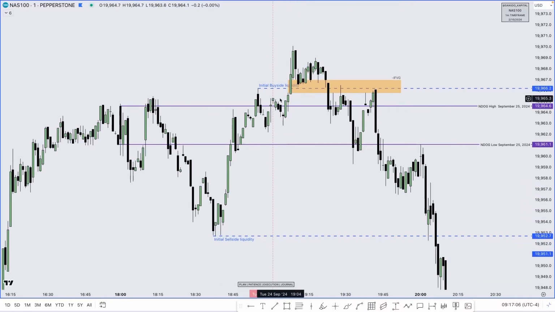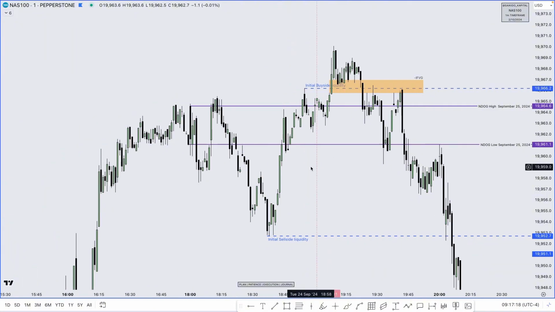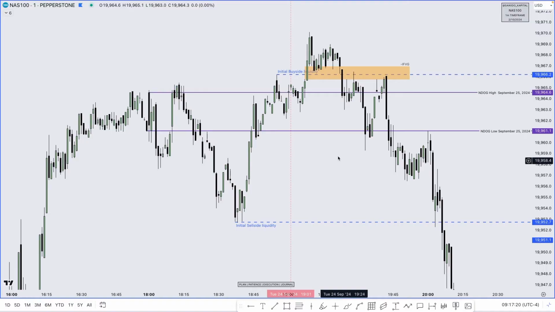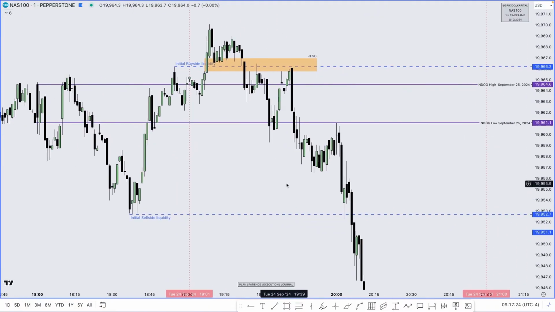What happens after taking out that buy side liquidity there? We form a fair value gap. It's a base, and then it's supposed to hold price and push it higher. But what happens after that? We break and close below that fair value gap right there. What do we know about the new day opening gap and initial sell side? It's the initial draw during this time, from 7 to 9. So this is when you're going to be looking for a setup.